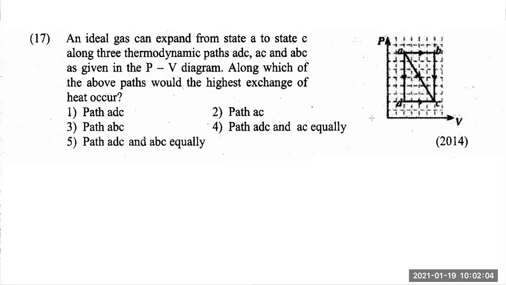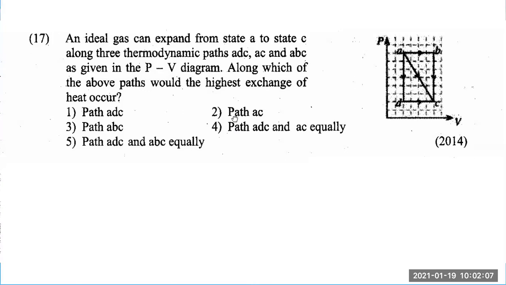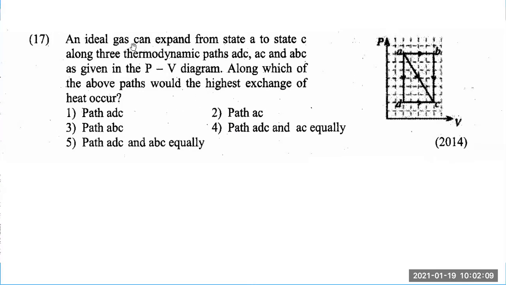Question from 2014. What does it say? An ideal gas can expand from state A to C along three thermodynamic paths, ABC, AC, and ADC. Wait, I will use different colors to indicate them because the diagram is not very clear. So this is ADC.